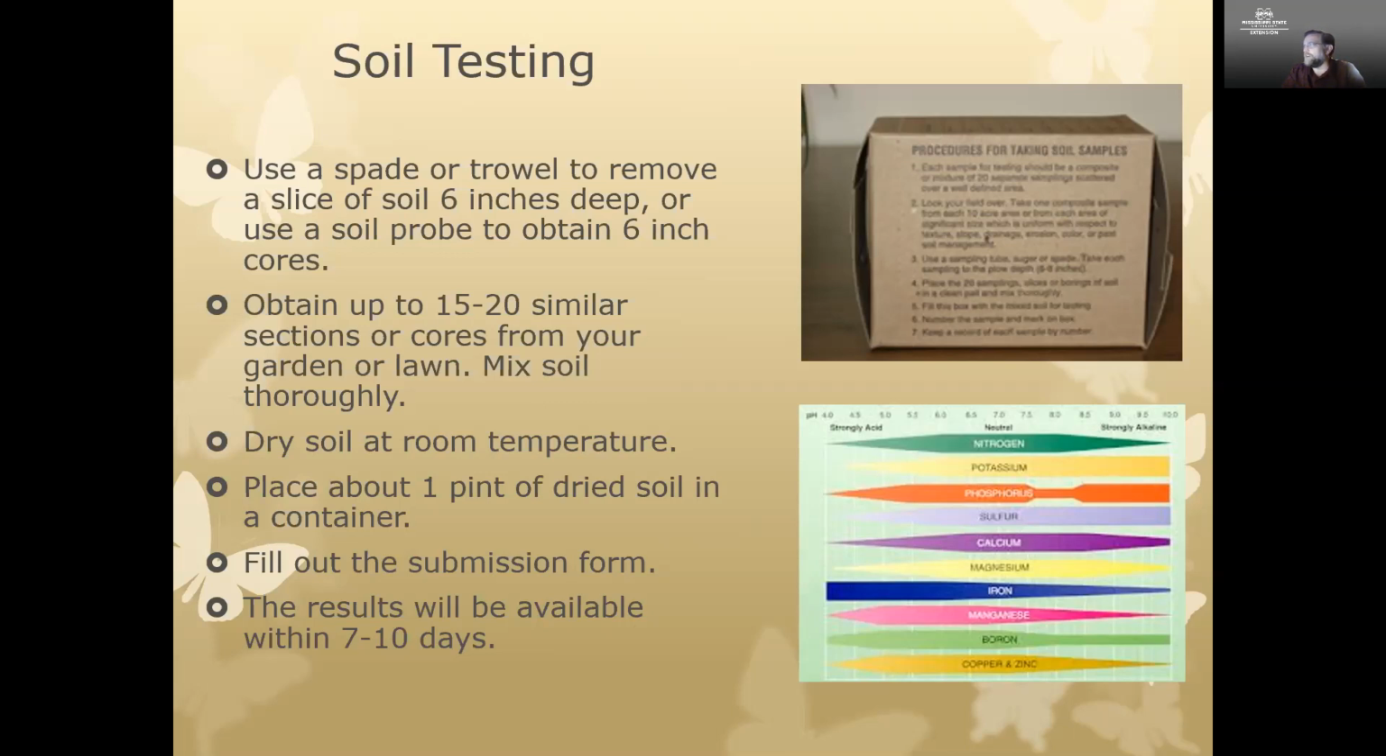We're going to send that off to the State Soil Testing Lab in Starkville, and they are going to come back with exactly how we need to fertilize, exactly how we need to use lime, in order to produce the optimal plant growth that we could get.